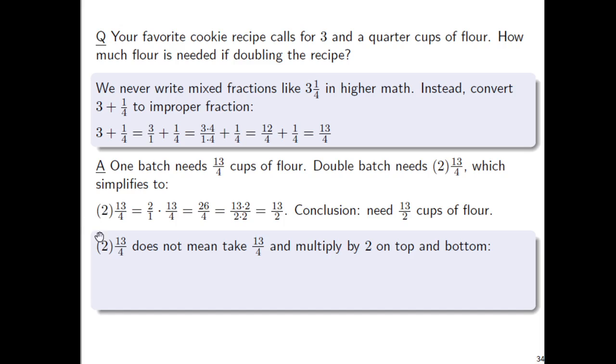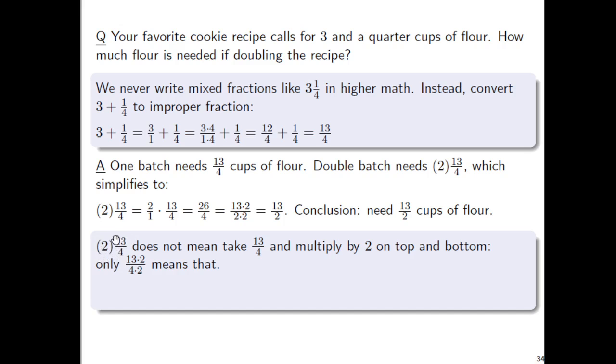Just to clarify, because this is a common notational error, sometimes students will write 2 in parentheses or not, doesn't matter, but they'll write that and then 13 over 4 to mean taking 13/4 and multiplying by 2 on top and bottom. That's not what this means, okay? So the only way to get that is to write 13 times 2 over 4 times 2. If you really mean times 2 on top and bottom, you need to write the 2 both on top and on bottom.